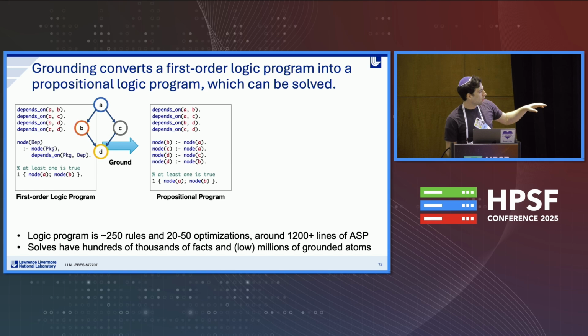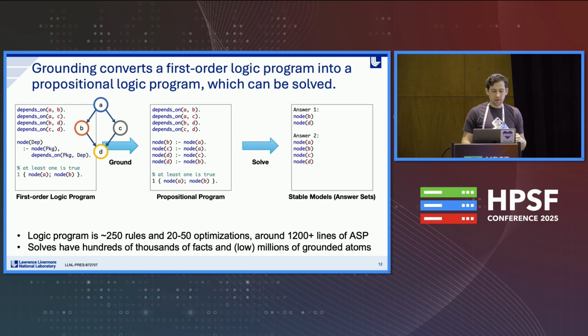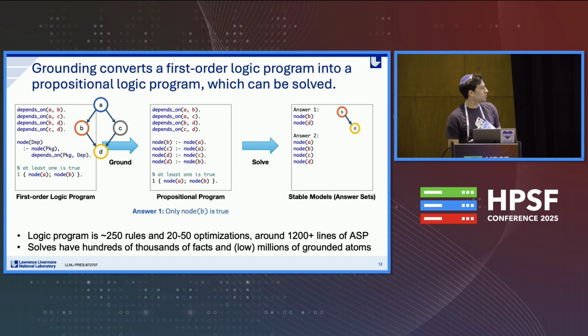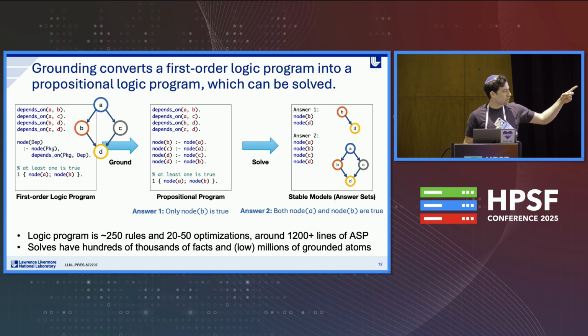And then at the bottom, that one's actually not grounded in this example, but you could say, A or B, right, for at least one. And then when we solve it, we say, OK, there's one answer that solves this where B is true. And there's an answer where A is true. And that guarantees the whole graph.